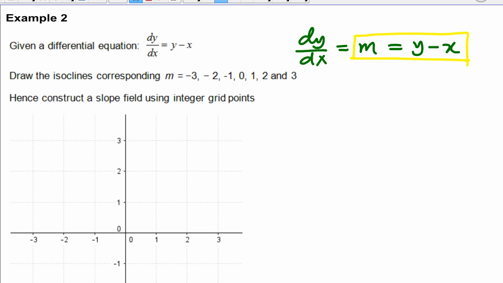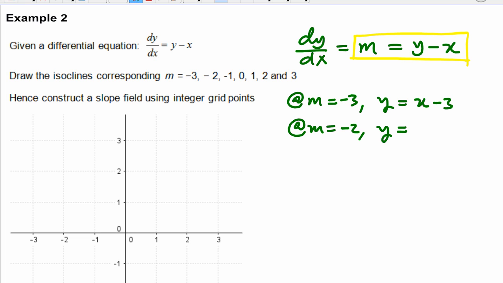We need to draw these isoclines so that we can easily get the slope field. Let's start at m equals -3. y will be equal to x minus 3. At m equals -2, I'm just using this equation here: plug in m, and find the function that you're going to plot. That will represent the isocline for the corresponding value of m.